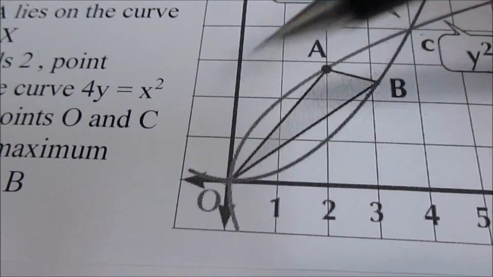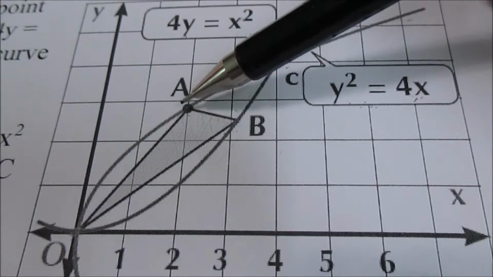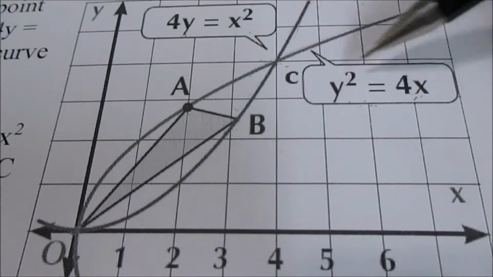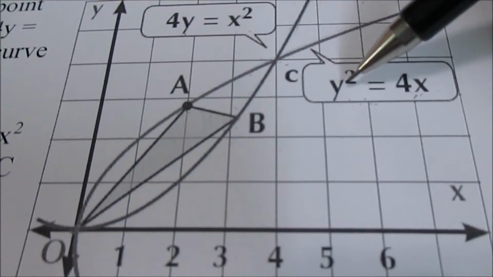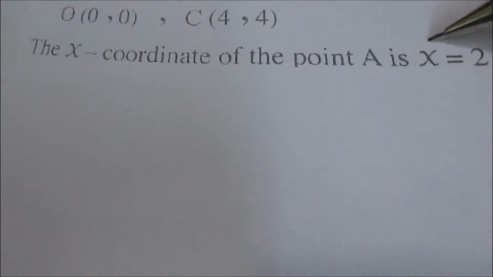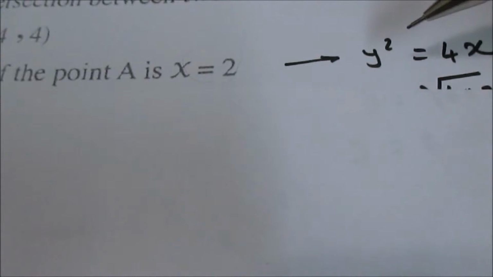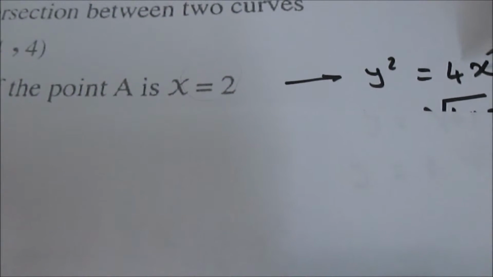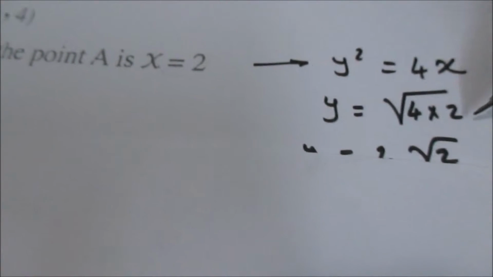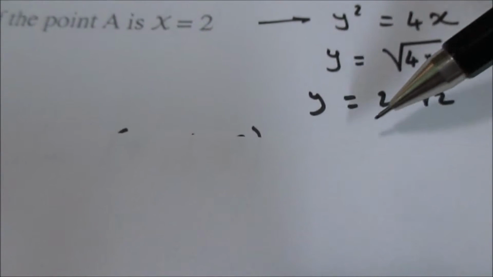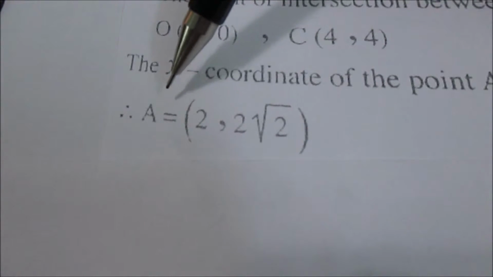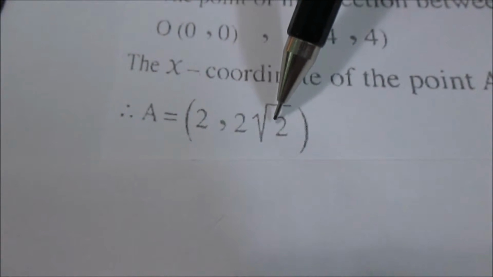O is the origin point. Coordinates of point A, given the x value of point A. Point A lies on the curve y squared equal 4x. I can get the y coordinate of point A at x equal 2. X coordinate of point A is 2. The equation of the curve is y squared equal 4x, at x equal 2, the y value at point A equals square root of 4 times 2, so the y value of point A equals root 2. Therefore, coordinates of point A is 2, root 2.